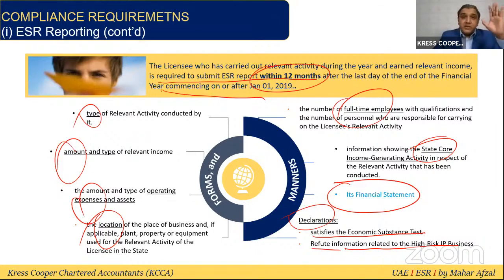so we can assume this is the audited financial statement. By following a conservative approach, we need to get the audit done as soon as possible, and we need to submit the audited financial statement as well along with the ESR report.